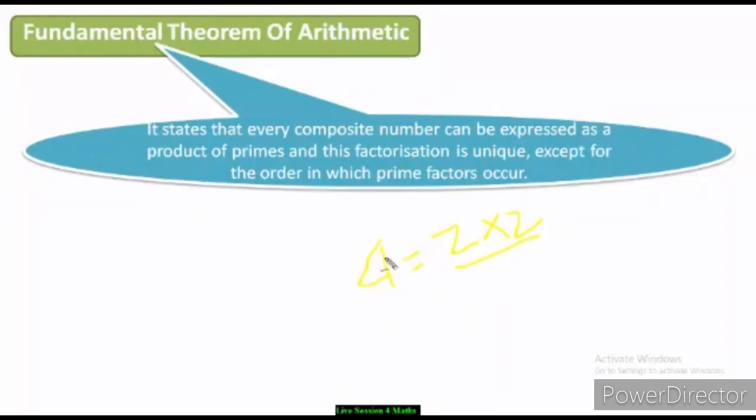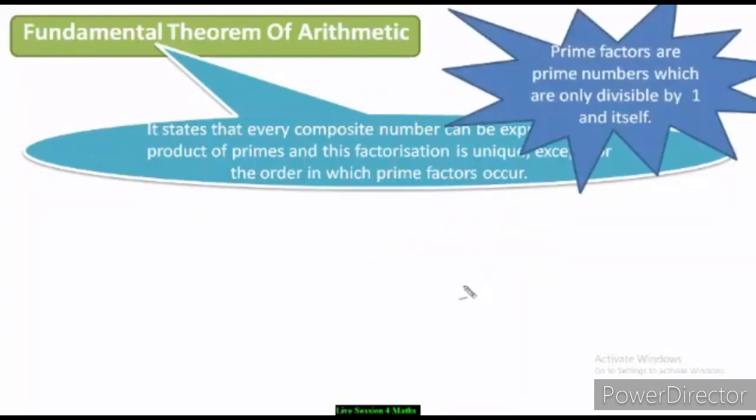We cannot express 4 in any other form except for the order in which the prime factors occur. We can write this 2 here and we can write this 2 here, it does not matter. Order does not matter here. What are prime factors? Prime factors are the prime numbers which are only divisible by 1 and itself.